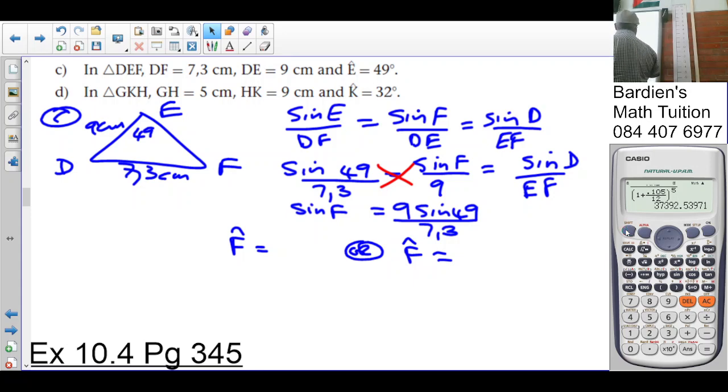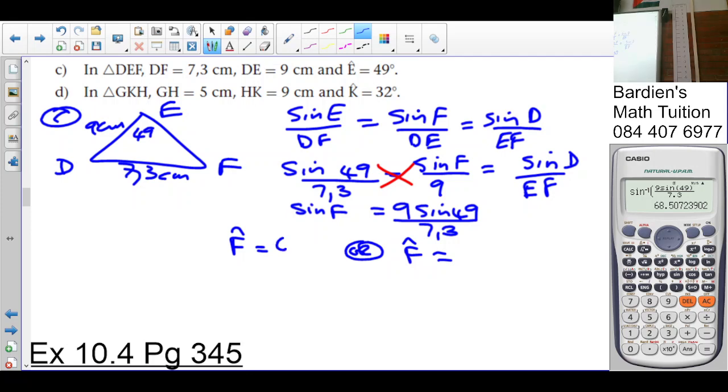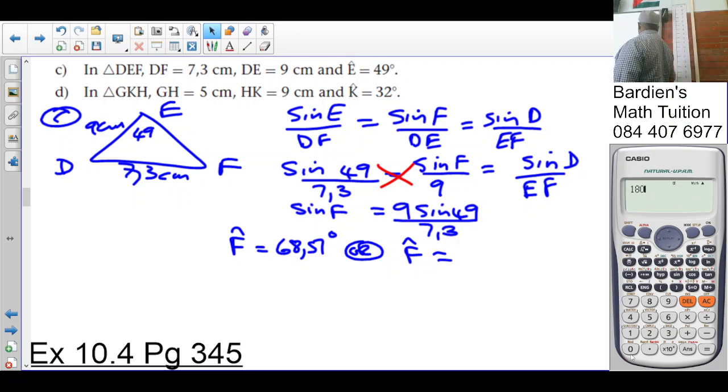So we say arc sine of 9 sine 49 over 7.3. 68.5... Did it say to one decimal place? No? So it's going to be 68.51. So that's the acute angle it can be, or 180 minus that angle, which is 111.49.